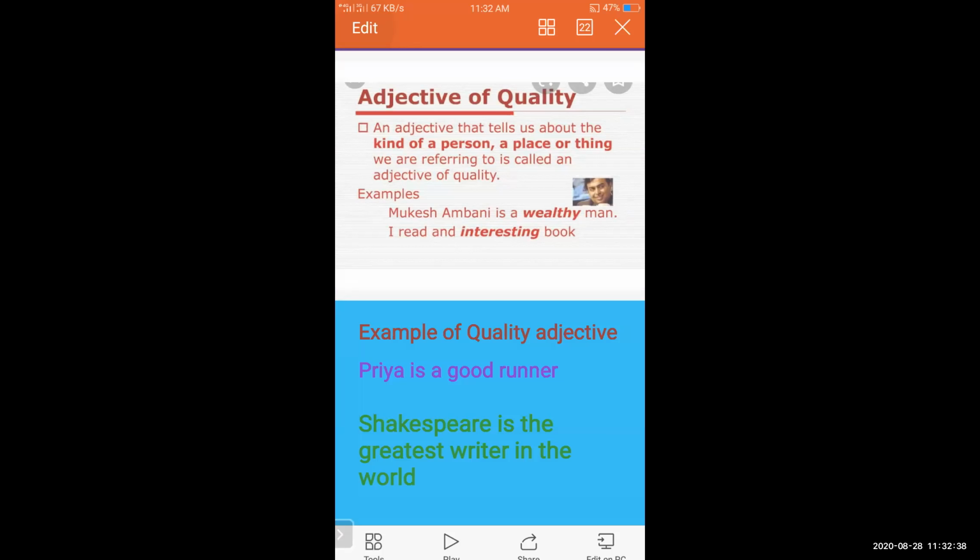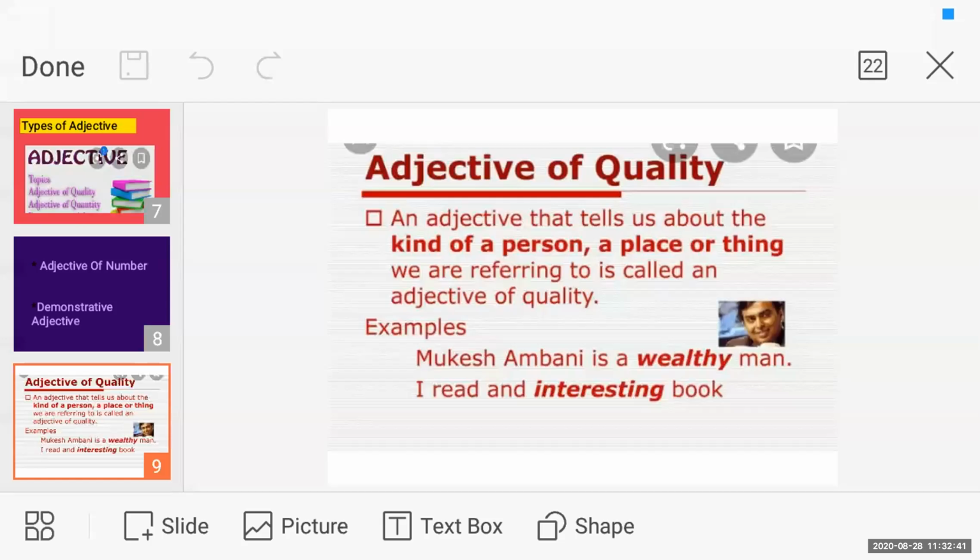As you can see here, an adjective that tells us about the kind of a person, place or thing we are referring to is called an adjective of quality. The simple basic meaning is that when you start describing the good qualities of a noun, that comes under the adjective of quality. For example, Mukesh Ambani is a wealthy man. Wealthy shows the quality of that person. I read an interesting book. How was the book? Very interesting.